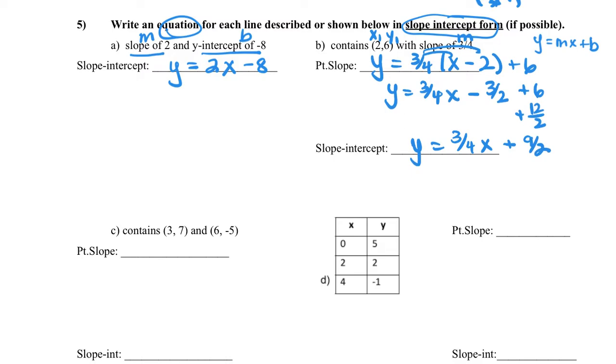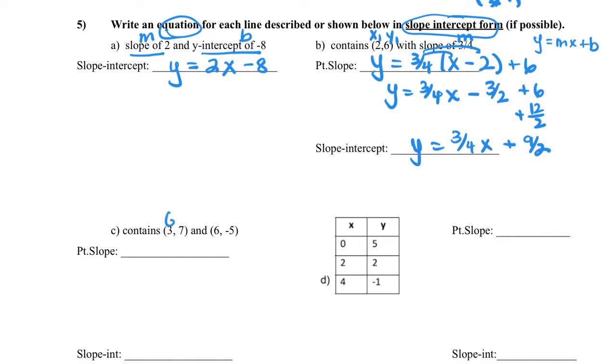And you can just leave this as a fraction. That's 4.5. If you did it on your calculator, you might get it that way, but that is fine to leave it in that fractional form. Let's take a look at part C. So part C adds in another step. We have to find the slope first.